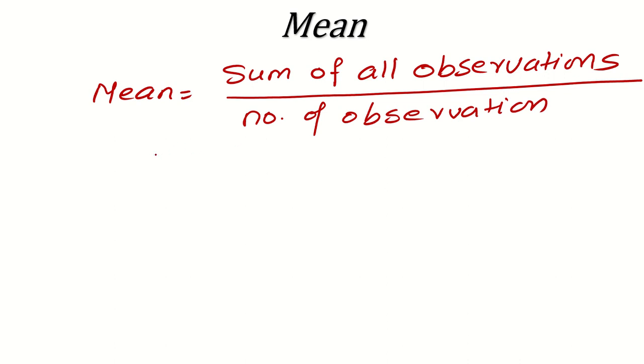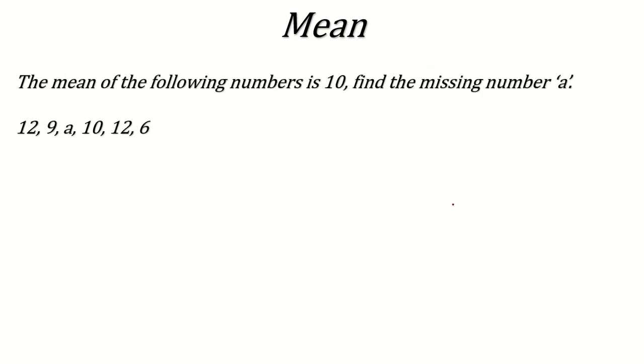If you understand this, then no question will be wrong for you. Okay, for example, if we want to solve this question: the mean of the following numbers is 10. Find the missing number A. Now you see, here a reverse question is given. If numbers are given and you have to find the mean, then what will you do? You will add the numbers and then divide by the count of numbers.